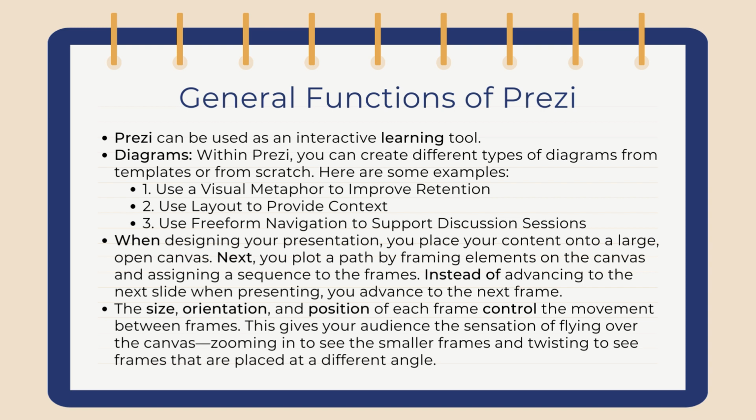Here are some examples. When designing your presentation, you place your content onto a large, open canvas. Next, you plot a path by framing elements on the canvas and assigning a sequence to the frames. Instead of advancing to the next slide when presenting, you advance to the next frame. The size, orientation, and position of each frame control the movement between frames. This gives your audience the sensation of flying over the canvas, zooming in to see the smaller frames.